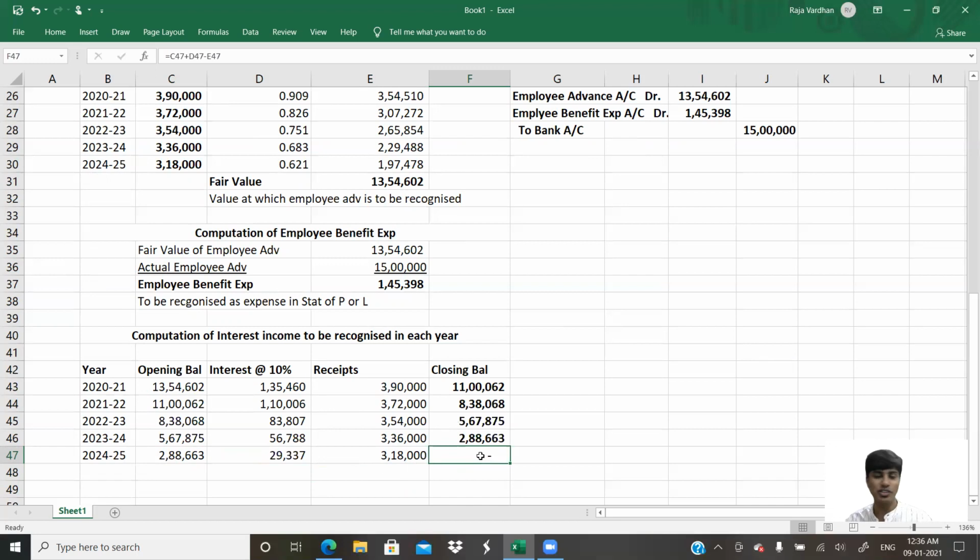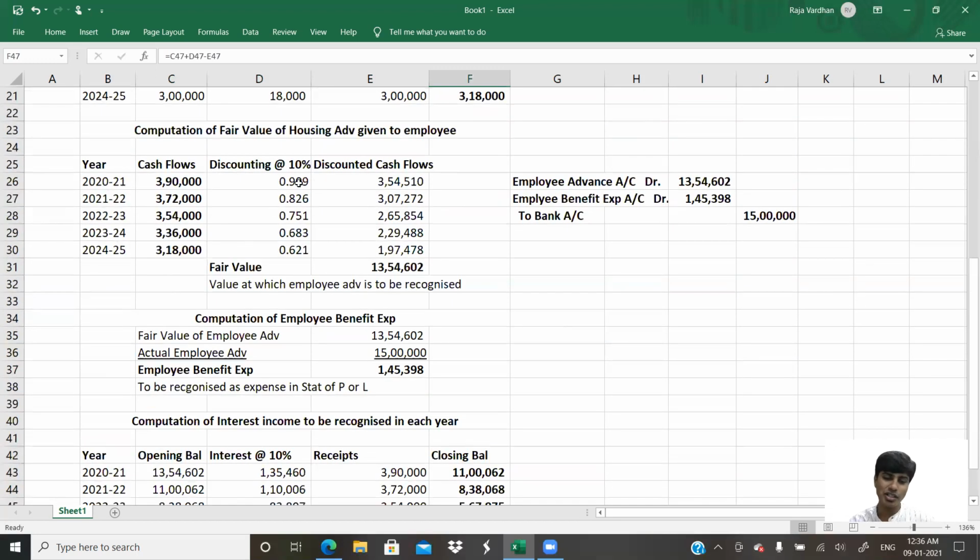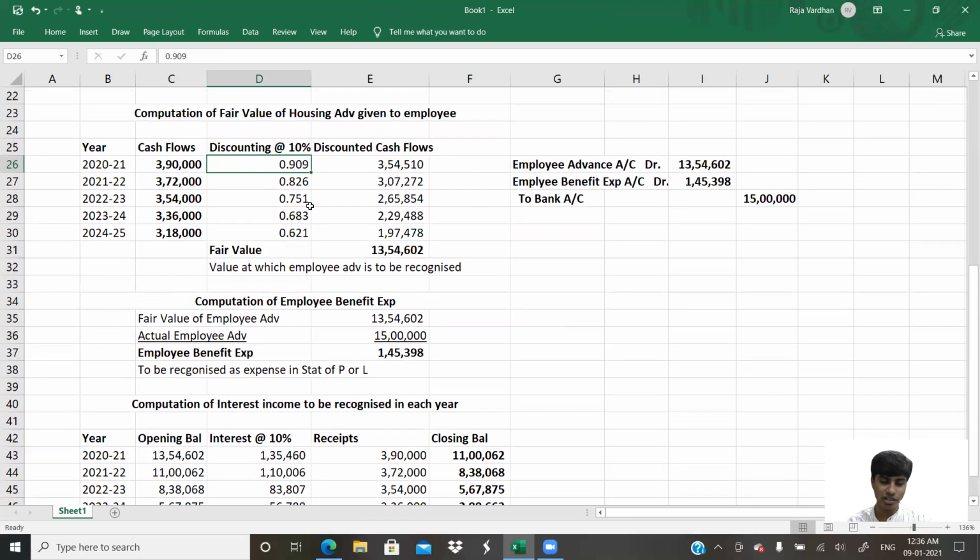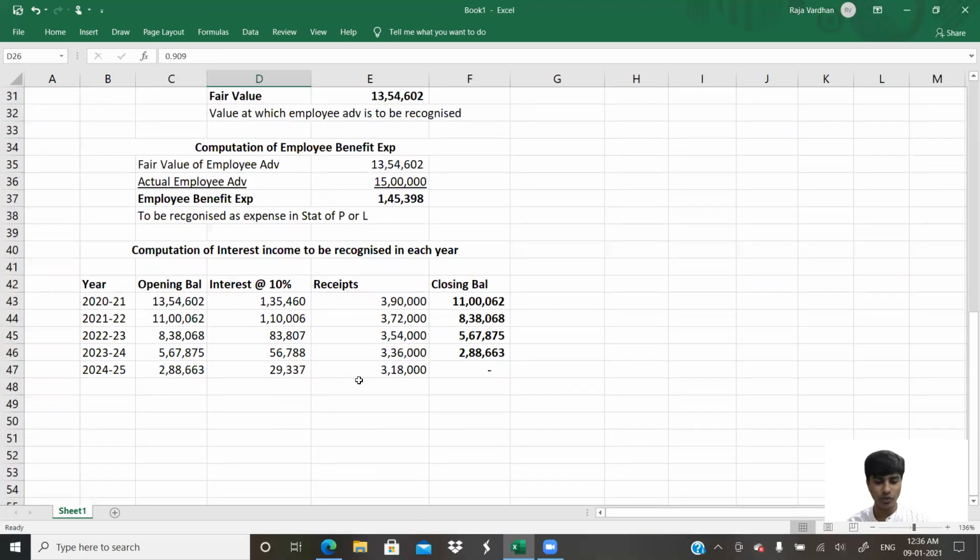Sir, why are we getting 470 negative? That is firstly because here in discounting I took 0.90, 3 digits. So in rounding off, it got nullified there. So it's okay, don't worry. And here also it doesn't stop, it goes on. There are decimals. So 470 rupees you adjust. So this is the closing balance.